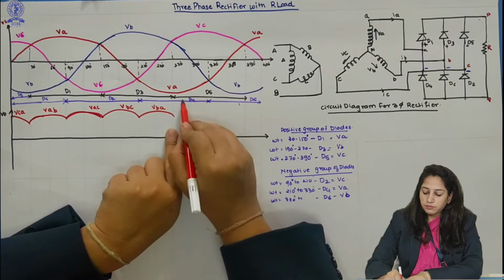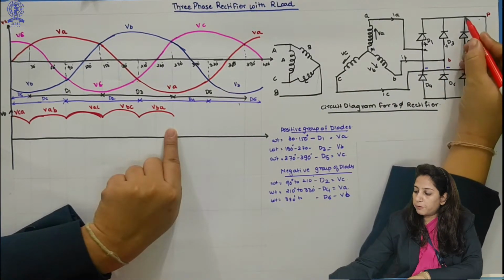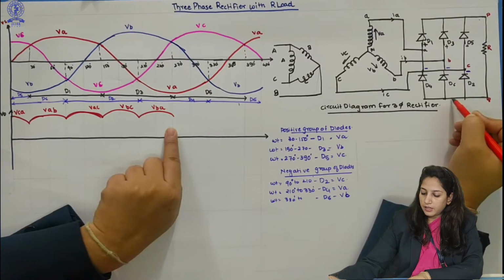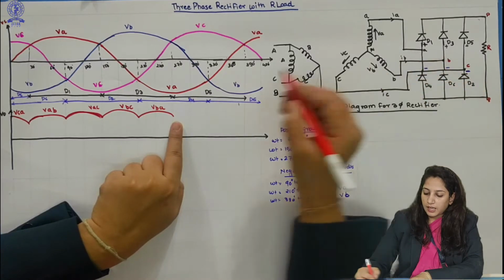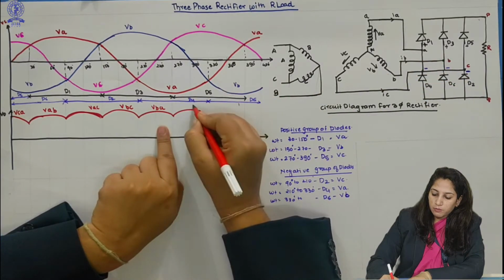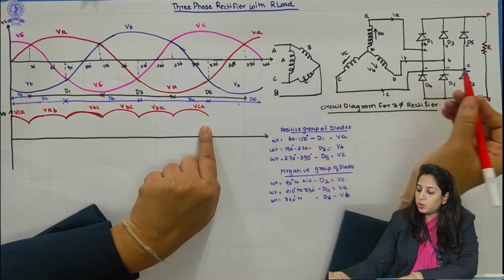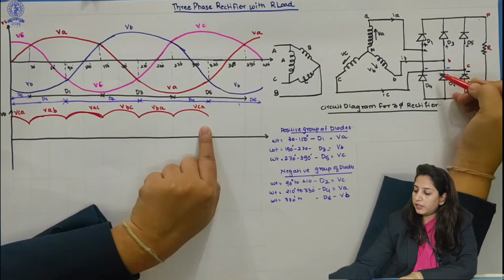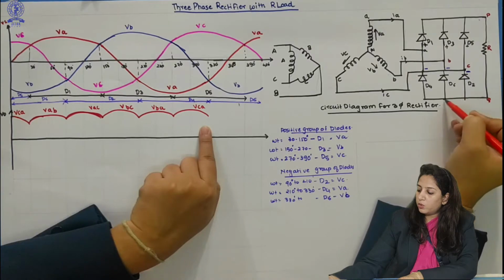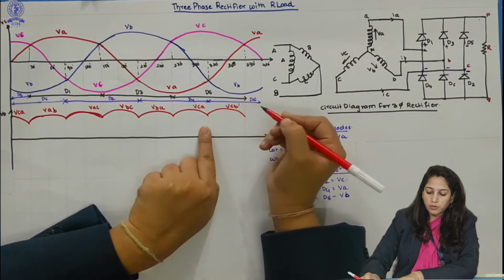Again here D5 and D4 are conducting. D5 means from C, D5, resistance, and then D4. So this will be VCA. And last, from 330 to 390, D5 and D6 are conducting. So it will be going from C to B. So this is VCB.